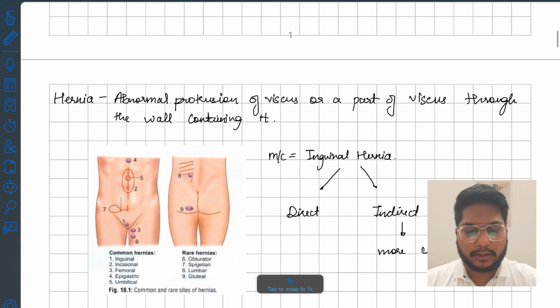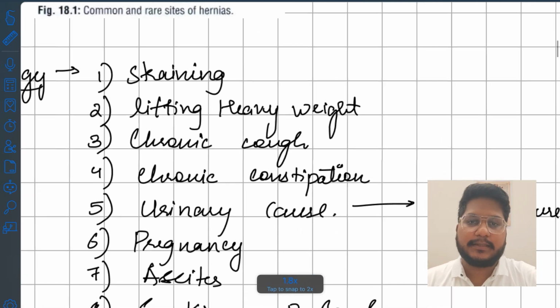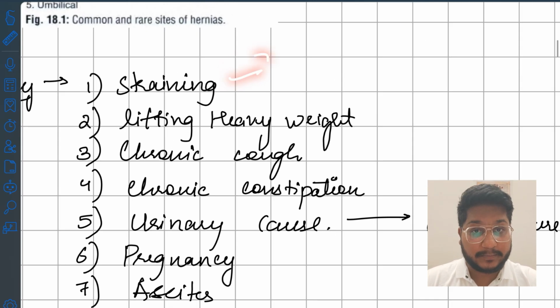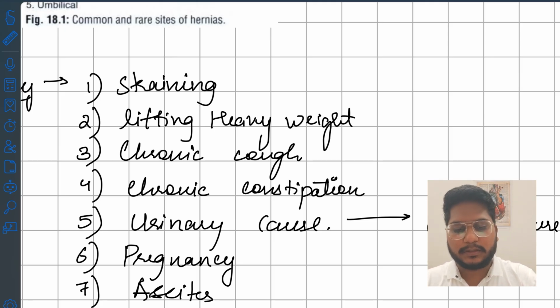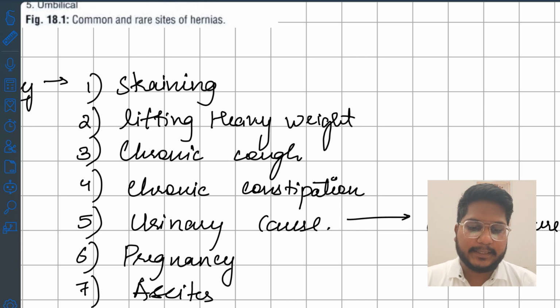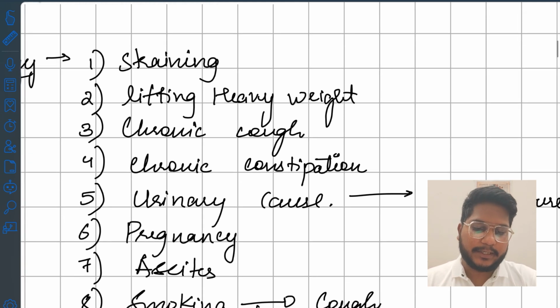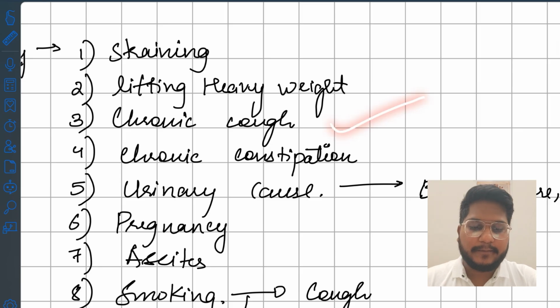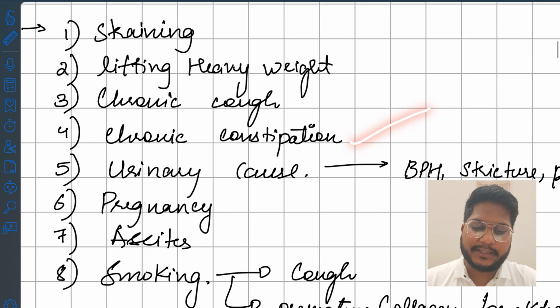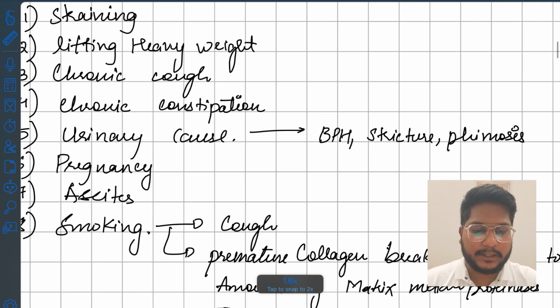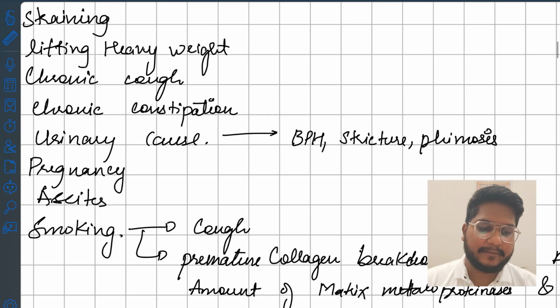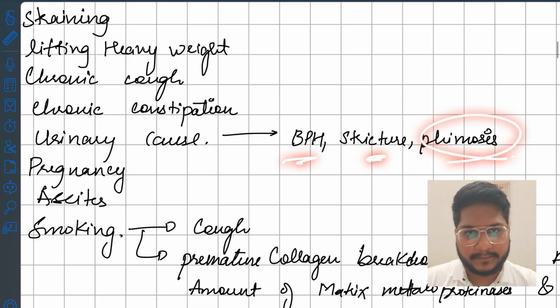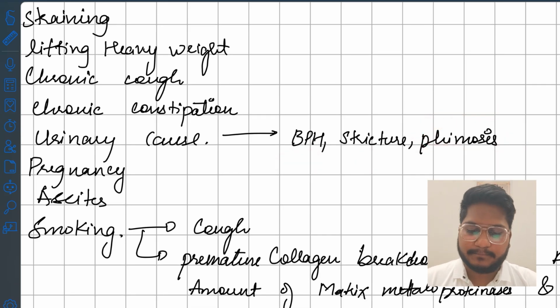So first etiology is straining. When we strain, there is an increase in the abdominal pressure, which pushes the abdominal content through the weak sides of our muscle or the abdominal wall. Next is lifting heavy weights. It is also an etiology. The chronic cough, which is seen in bronchitis patients. Then we have chronic constipation in old patients. Then if we talk about the urinary causes, we have BPH and stricture and phimosis. These are the conditions in which hernia can be seen.